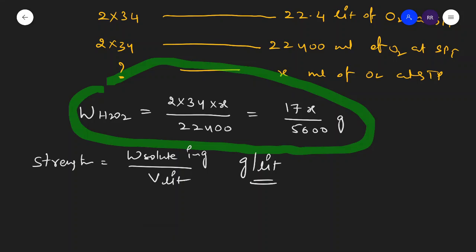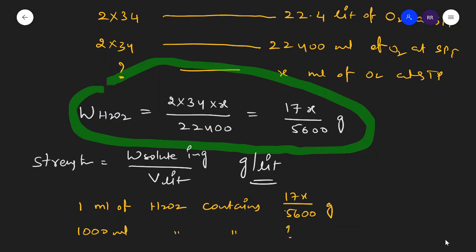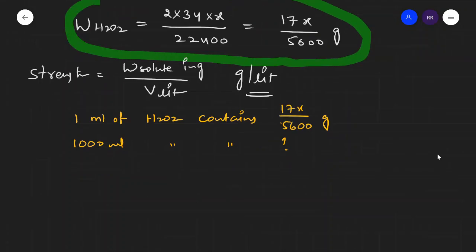So from that, what we can say, tell me, 1 ml of H2O2 contains 17x by 5,600 grams. Then 1000 ml, that is 1 liter, H2O2 contains how much? That will give us the strength of the H2O2 solution.